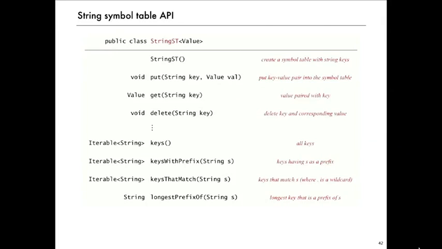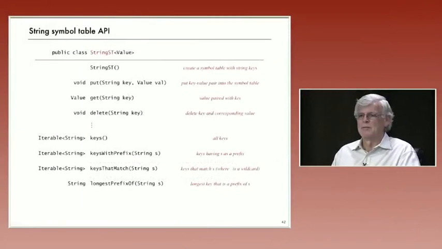And then we have keys with prefix: given a string s, the iterable will return all the keys in the symbol table that have s as a prefix. If the client wants to find the associated values, they can do gets to get the values. And then we have keys that match, so that's where we allow dot to be a wildcard in s, and we want to return all the keys that match s, taking dot to be a wildcard. And then longest prefix of s is the key in there that's the longest prefix of s. We're going to see later on this particular one plays an important role in a more complicated algorithm.